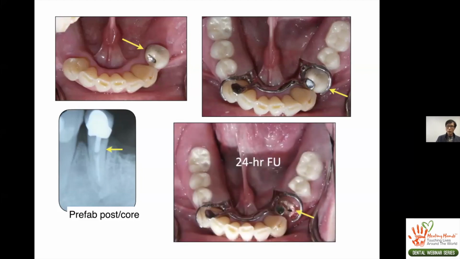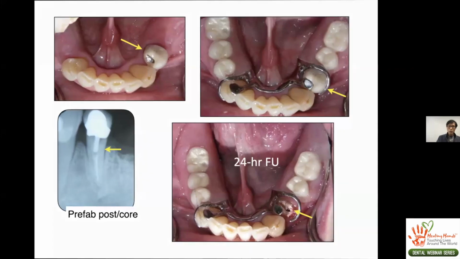But the very interesting finding was that the patient came back one day after denture placement. So the photo was taken at 24-hour follow-up, and the abutment was broken already. So that was quite a learning experience to me.